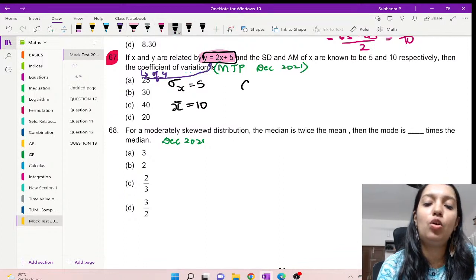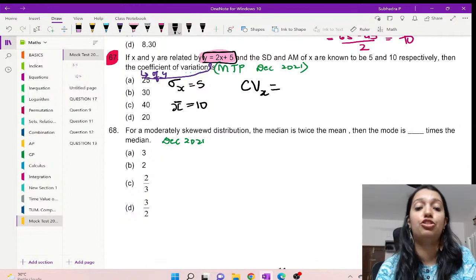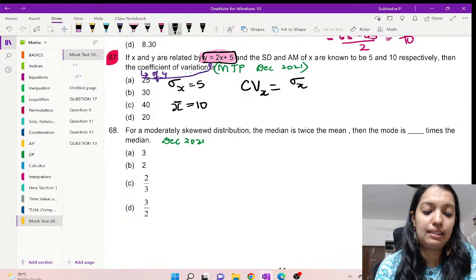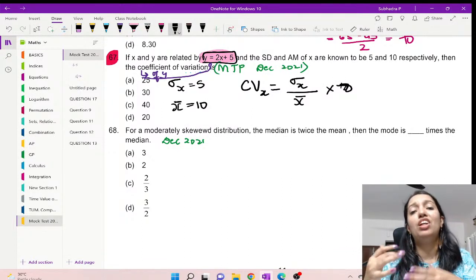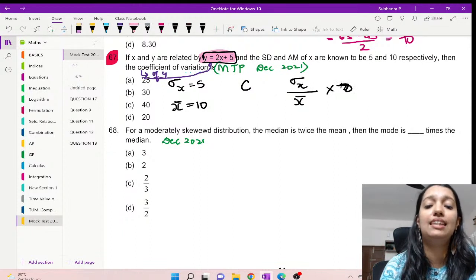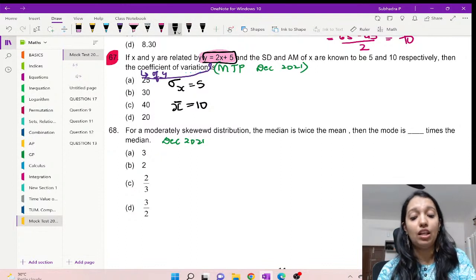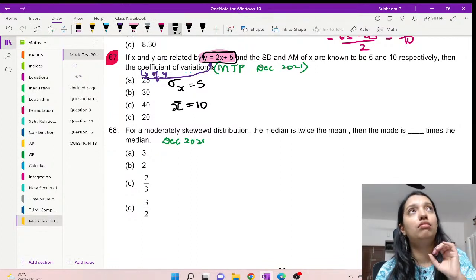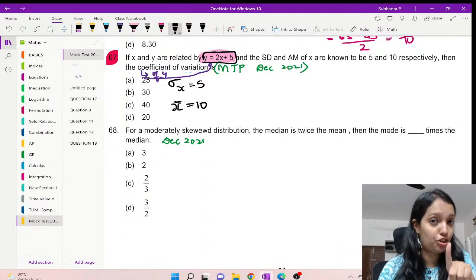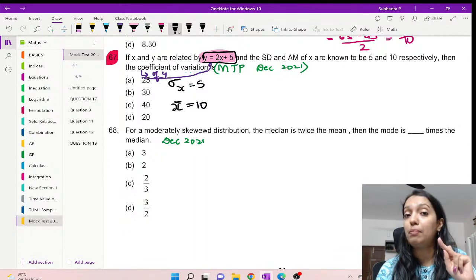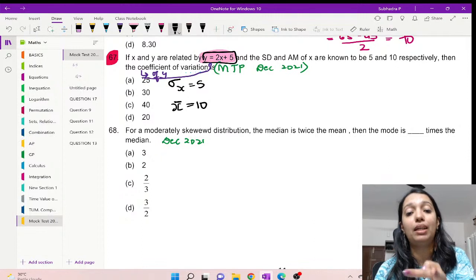Now let's find coefficient of variation of x first. How do you find coefficient of variation? Sigma x divided by x bar into 100. But ma'am, we don't require it for this question. Exactly. So let's not find it. What do we require? Coefficient of variation of y. In order to find that, we require two pieces of information. One is standard deviation of y. One is arithmetic mean of y. Do we have the arithmetic mean and standard deviation? No. Then you find it.